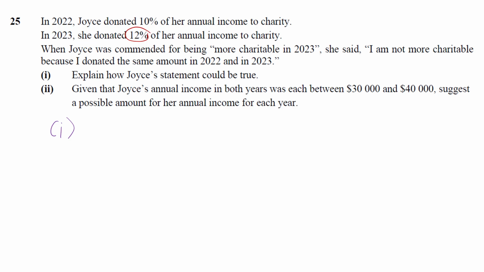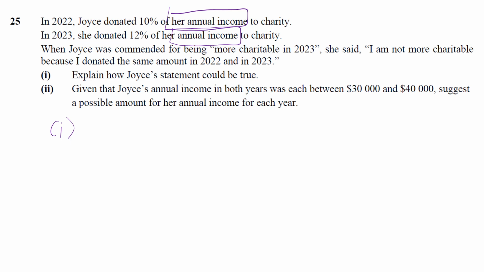Yes. If you have looked at the previous examples we've done, we can't just look at these two percentages and say that since 12% is more than 10%, she donated more. We can't say that because we do not know how much her annual income was in 2022 and in 2023. This annual income is very important. It's from this annual income that we can get the value, like 10% of annual income. So without knowing how much her annual income is, we just can't do a comparison.